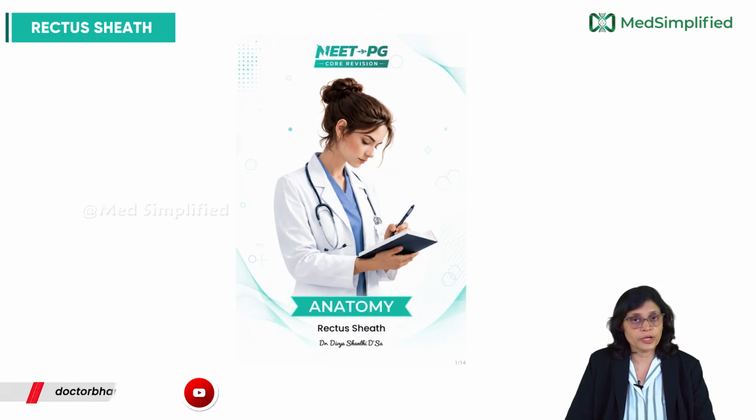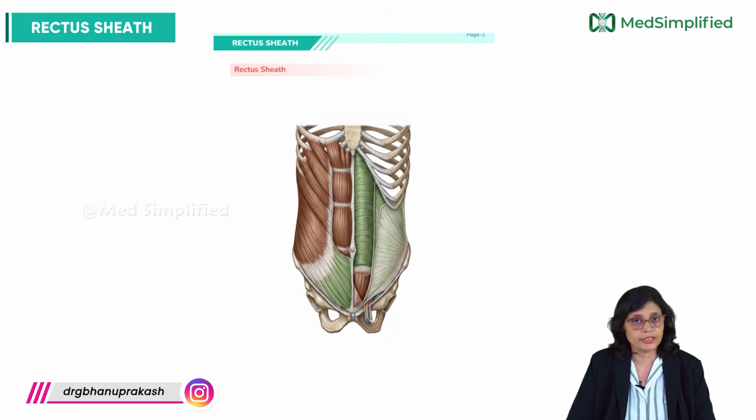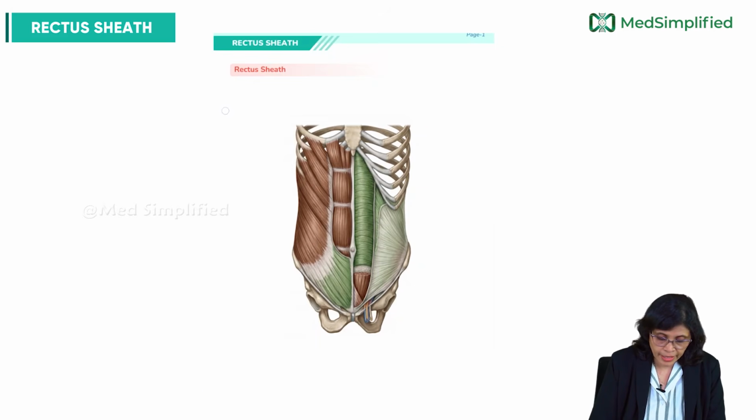In today's session, we are going to break down the anatomy of rectus sheath into clear, high-yielding, exam-focused concepts. So let's get started. So firstly, what is rectus sheath? It is an aponeurotic sheath.